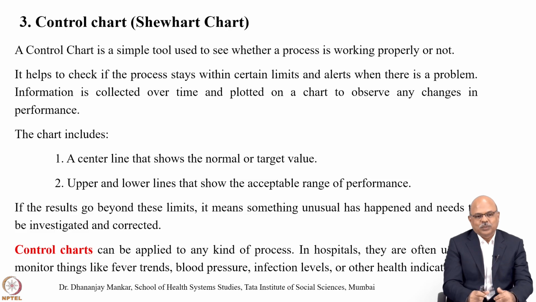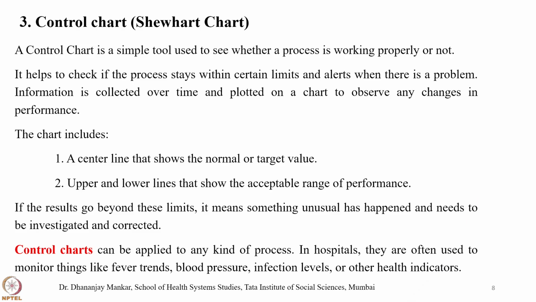What does a chart give you? A chart includes a central line that shows a normal or target value. Second, it shows upper and lower lines that show the acceptable range of performance, so you can see the performance is acceptable. If the results go beyond these limits, it means something unusual has happened and you need to give an alert. There can be a notification raised after this, and this needs to be investigated or corrected.